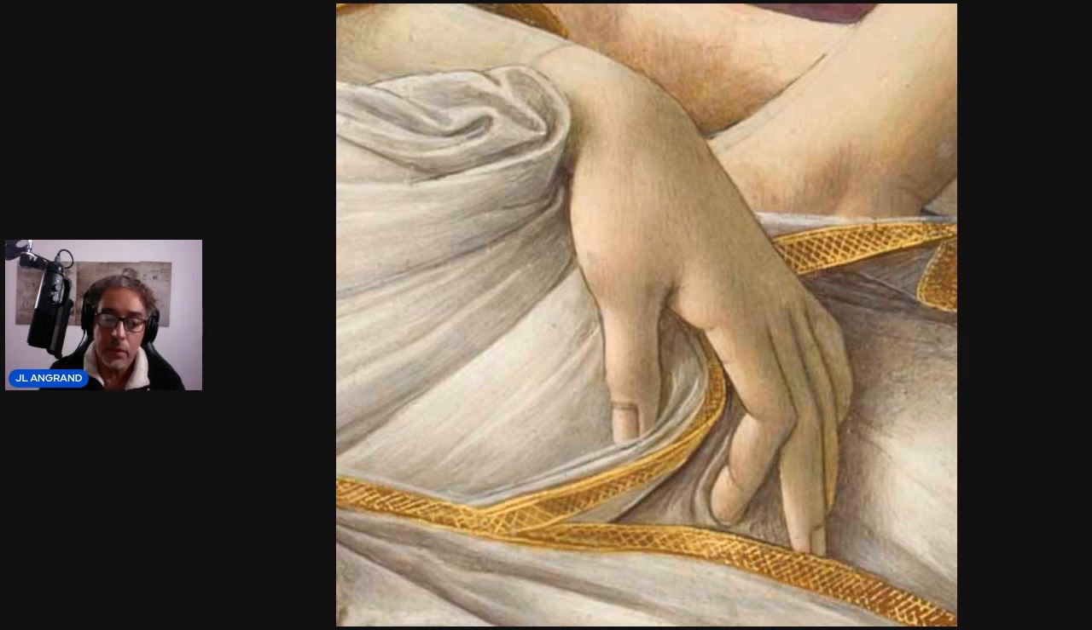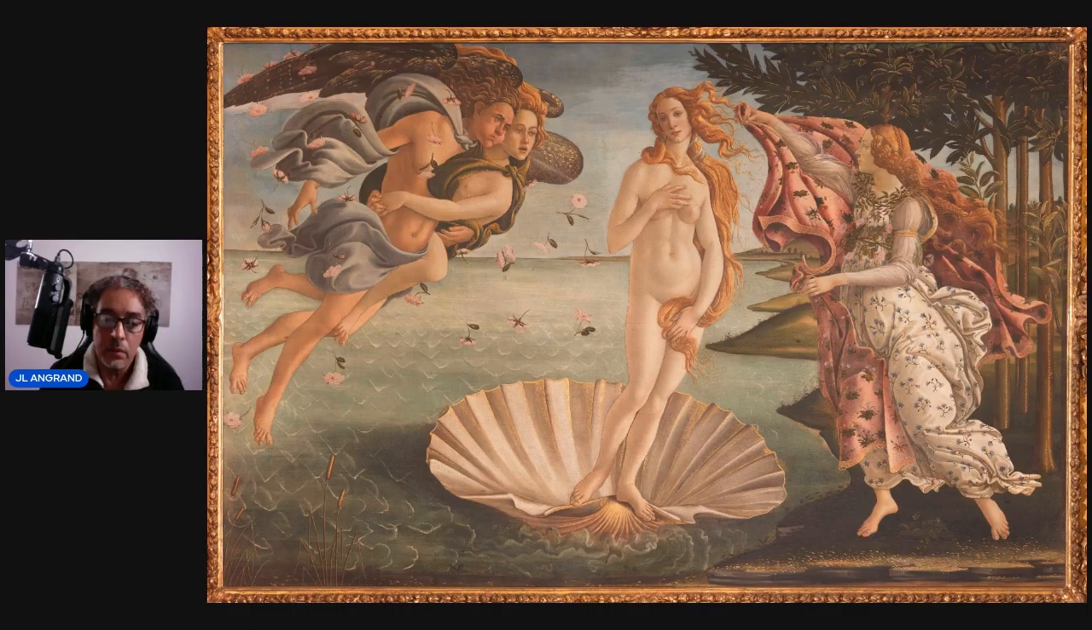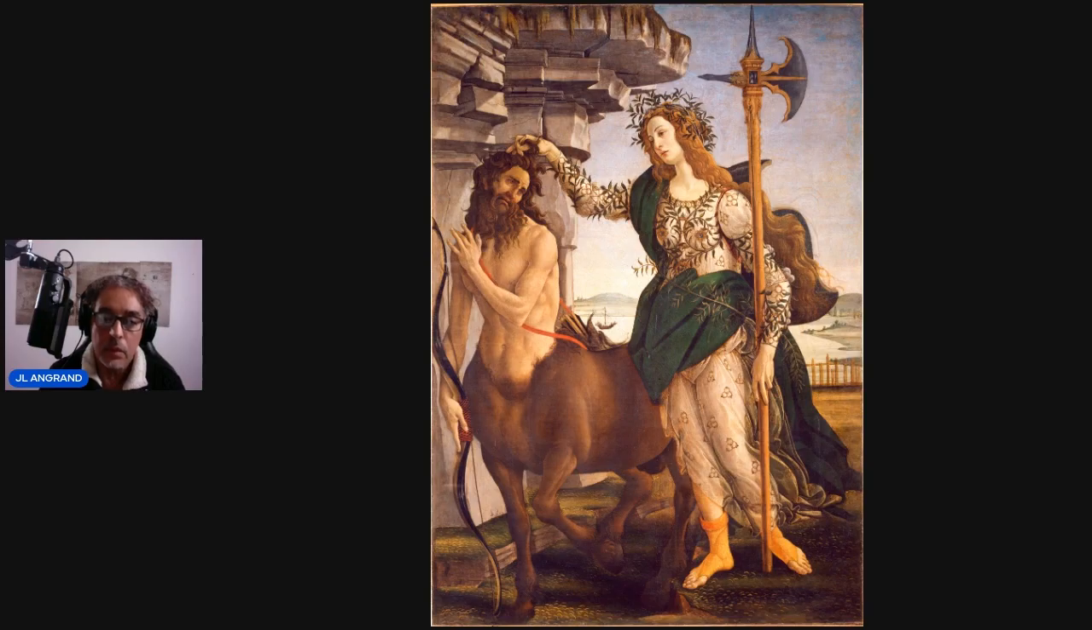Let's see now the technique of the outline. You understood that the outline of the color represents a baby, and this contour technique is also used in Pallas and the Centaur.